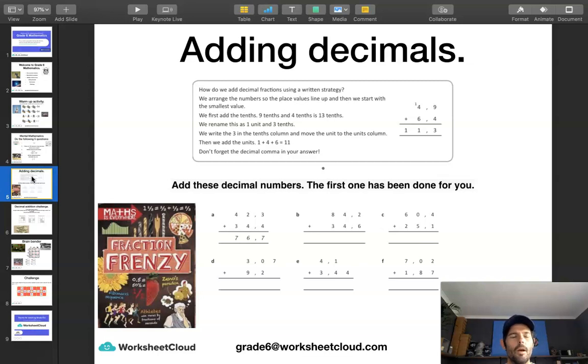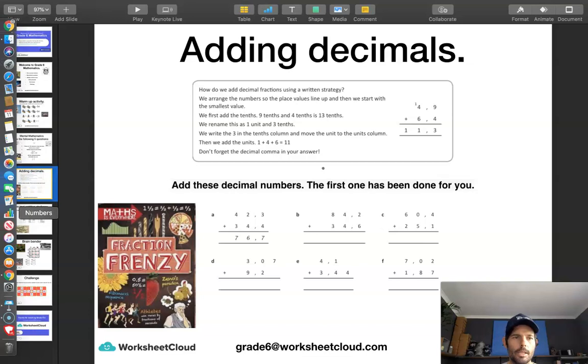So it's of utmost importance that you put the correct numbers in the correct column. I'm going to do B for you. A has already been done for you. So B is 84.2 plus 34.6.